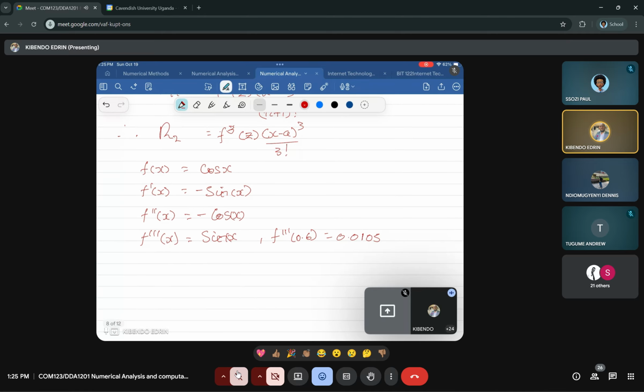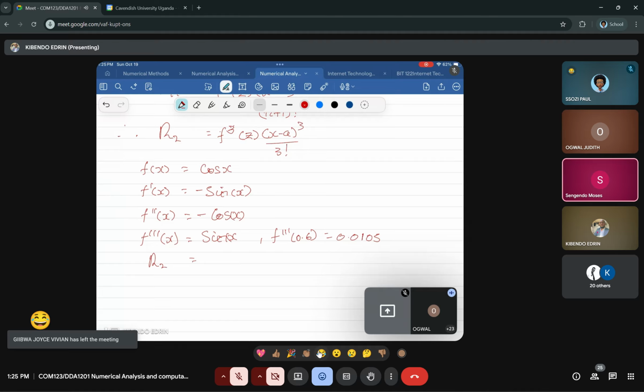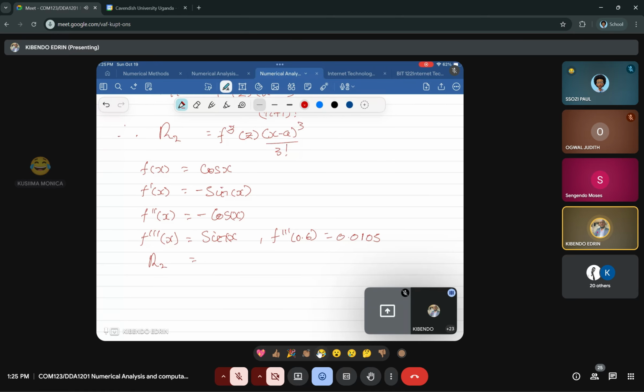Okay, my brain stops here. No, it shouldn't stop. It should continue. Edwin, kindly, how did you substitute that? So the question was, we're estimating the error. That second polynomial is used to estimate the value of cos x centered at x is equal to 0.6. So we go to the third. We have to substitute in sine x, replacing the x with the 0.6 to get the value of 0.0105.